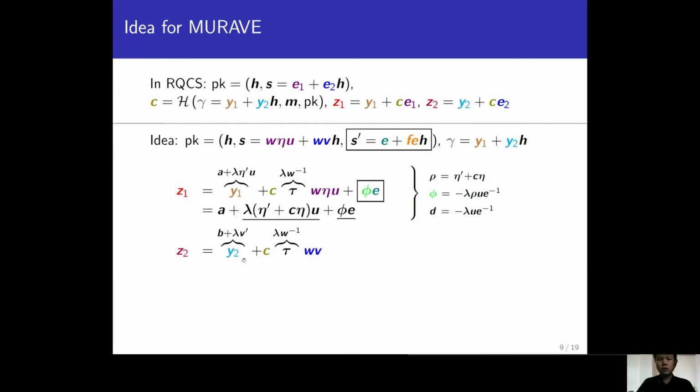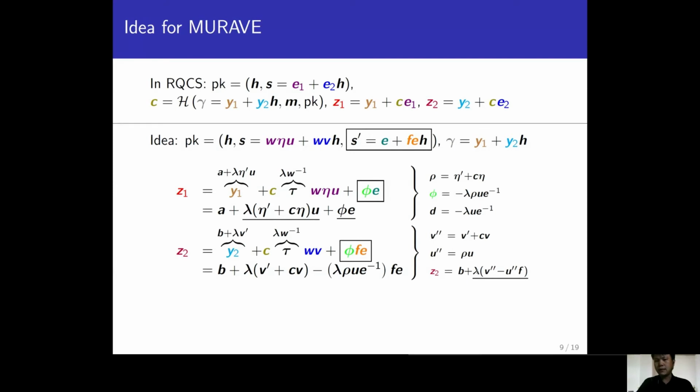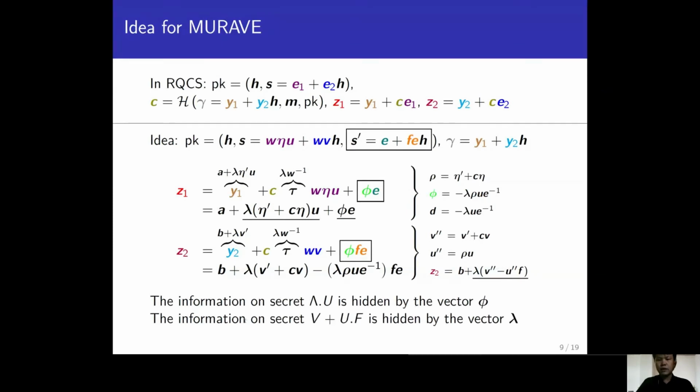For Z2, similarly, we do the same thing: Y2 plus C tau WV. We multiply this together and then plus phi FE. Then we simplify the term, and finally we have Z2 equals B plus lambda V double prime minus U double prime F. Essentially the purpose of this is that the information on the secret lambda U, the underlying one, will be hidden by the vector phi, and also the information on the secret V plus U dot F will be hidden by the vector lambda. So that's the rough idea of this construction when we generate signatures.